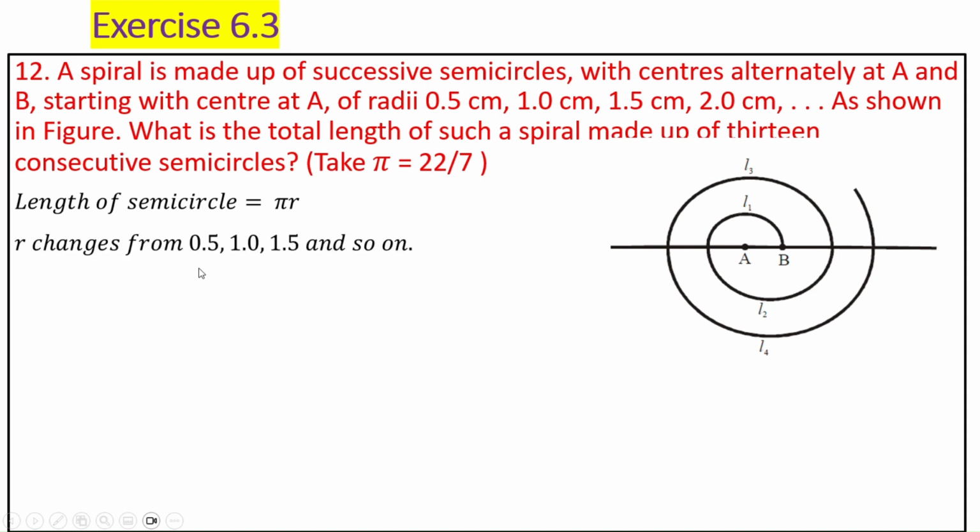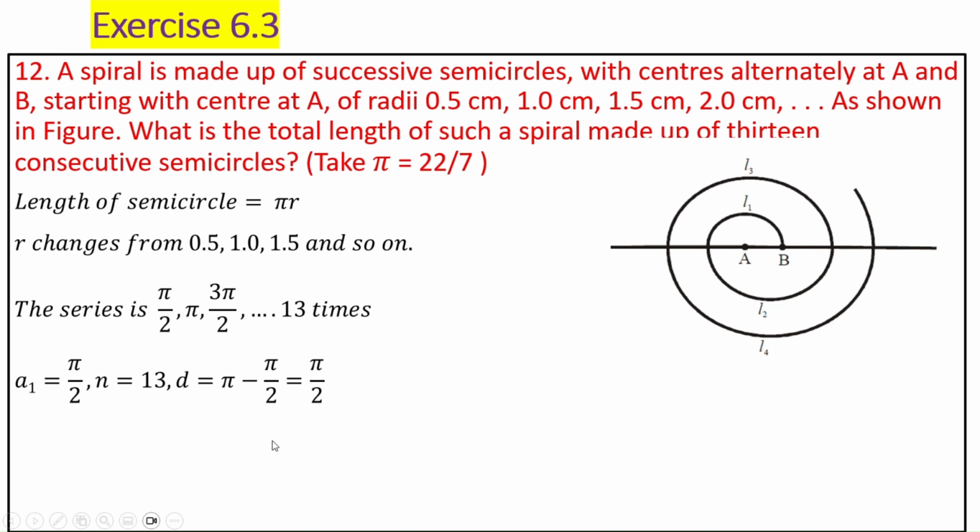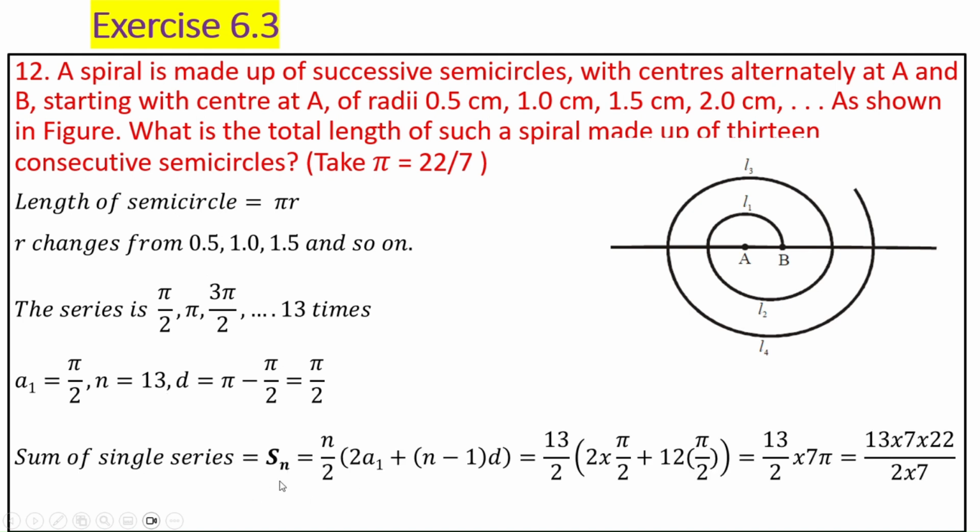And r goes 0.5, 1, 1.5 and so on, which means the series of semicircle lengths is pi by 2, pi, 3 pi by 2, and so on up to 13 terms. Now a1 equals pi by 2, n equals 13, d equals pi by 2. If I substitute the values in the Sn equation, I get the total length of the spiral as 143 centimeters.